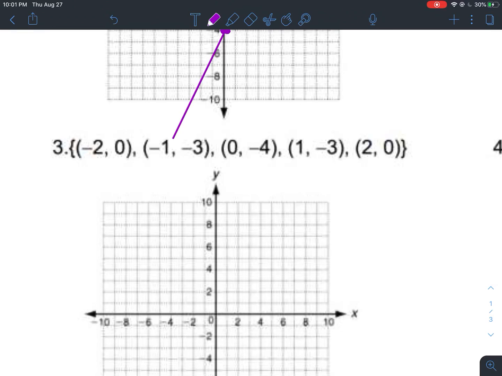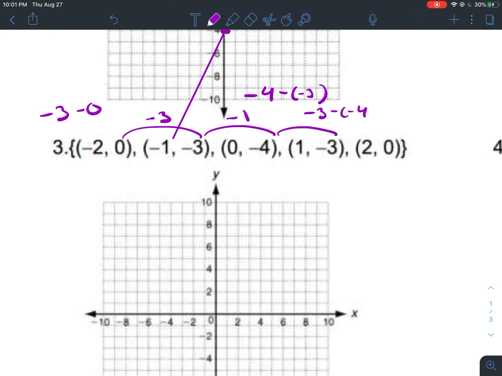So let's see if we have a common first difference or a common second difference. We got -3 minus 0, that's -3. Negative 4 minus negative 3, we've got a -1. Negative 3 minus negative 4, we've got a +1. And then we've got a +3 here.